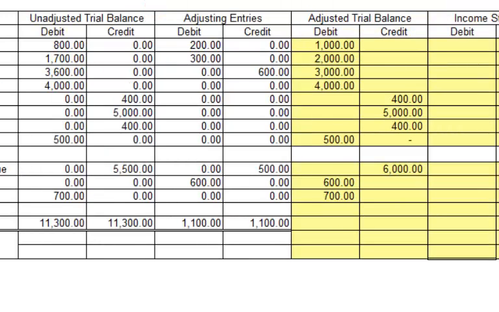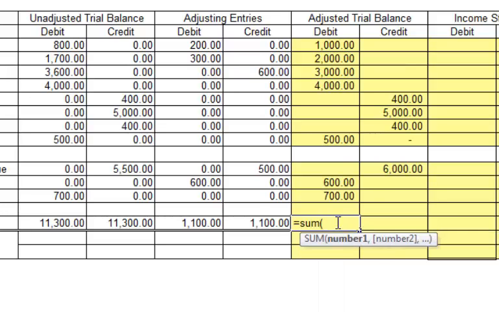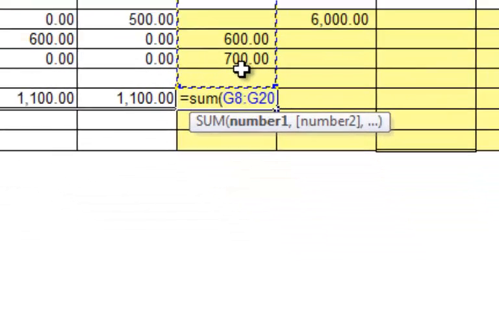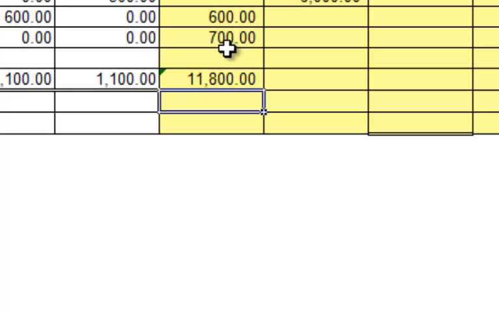Next, we're going to test to see if the adjusted trial balance is correct. And it will be correct if the debit and the credit are the same. Instead of adding this up on my calculator, I'll use Excel, equal sum, open parentheses. Then we go up to the first cell that we want to add, click and drag it down to the last cell, or else we could have typed in this example, equal sum G8 colon G20, close the parentheses and hit the enter key. 1180.